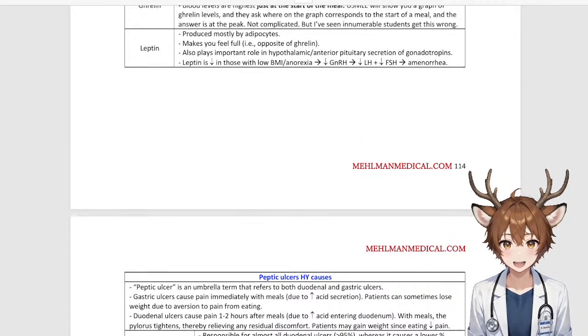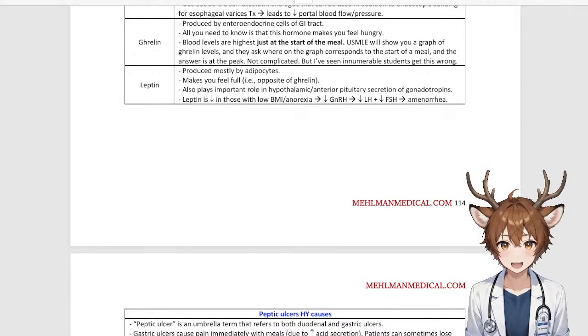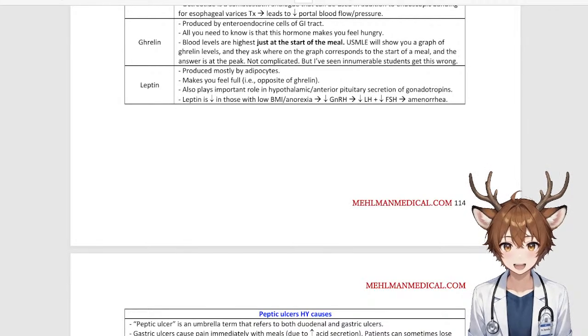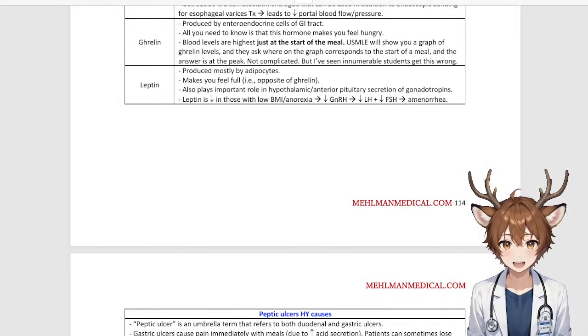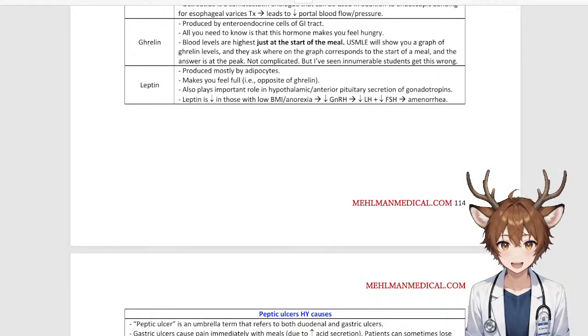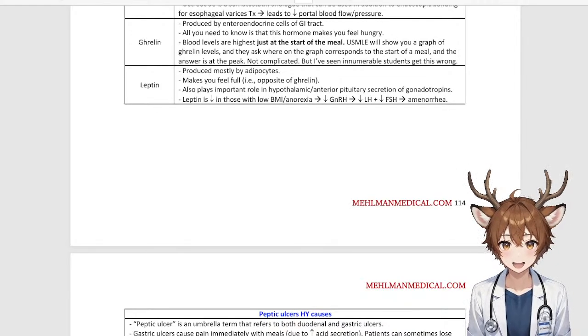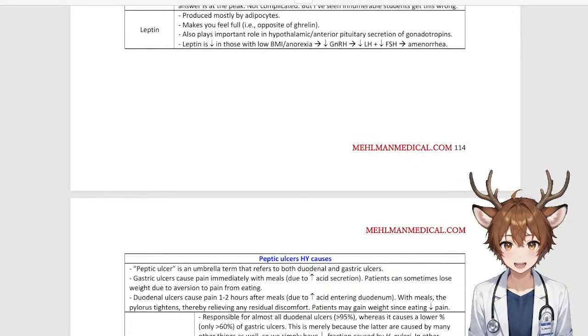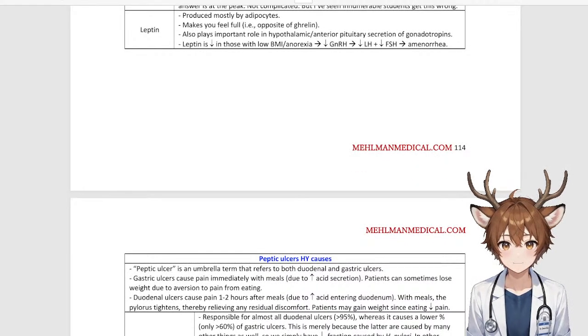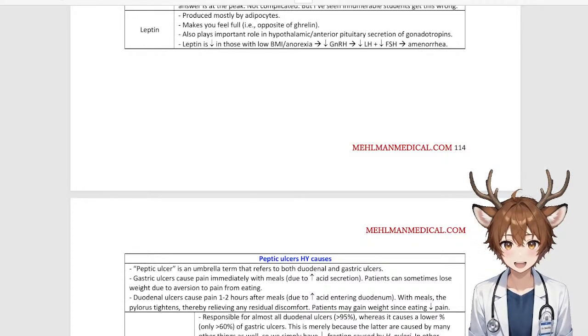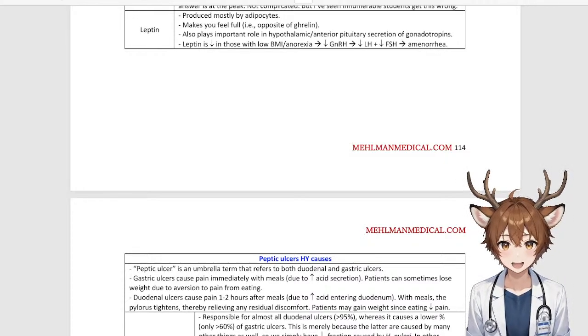So again, let me read that. I just want to make sure that I'm getting this right too. Ghrelin is the hormone that makes you feel hungry, and levels are highest as you start the meal. It shows you a graph of the ghrelin levels, and then asks where on the graph corresponds to the start of the meal. So the answer is the peak of ghrelin is at the beginning of the meal, because it's supposed to make you hungry. So it's not during the middle of the meal, it's at the beginning of the meal.